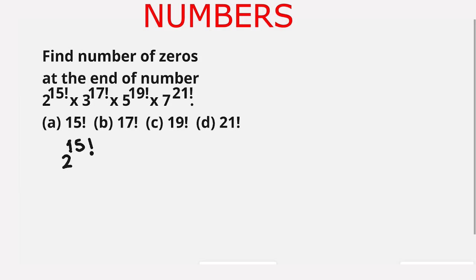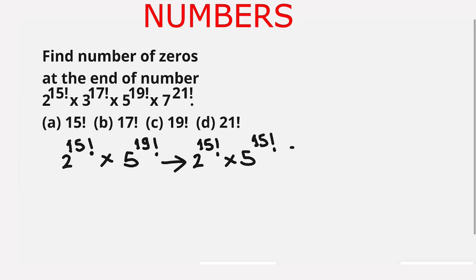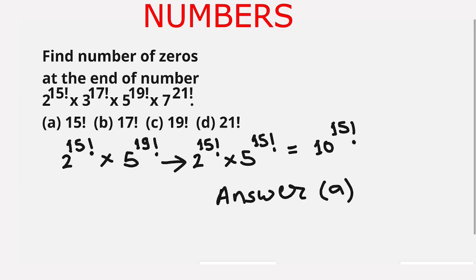In the given number, we have 2 to the power 15 factorial multiplied by 5 to the power 19 factorial. So we will take out 15 factorial out of 19 factorial to make equal powers. This is going to give us 2 to the power 15 factorial multiplied by 5 to the power 15 factorial, and this is equal to 10 to the power 15 factorial, and that will be the number of zeros in the given number. So our answer is, the number of zeros is 15 factorial. And from the given options, our answer is option A, 15 factorial.